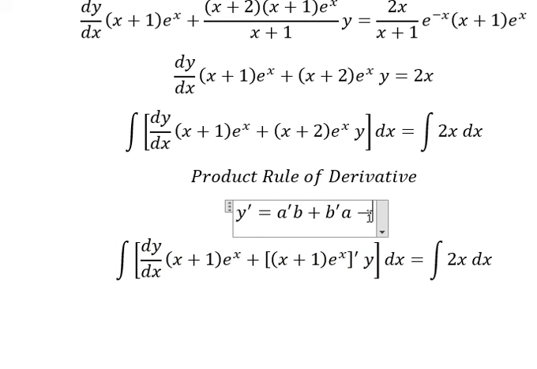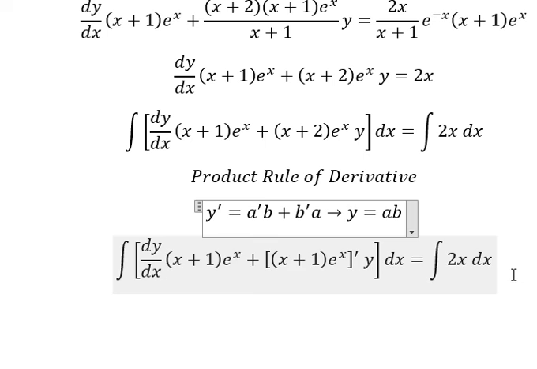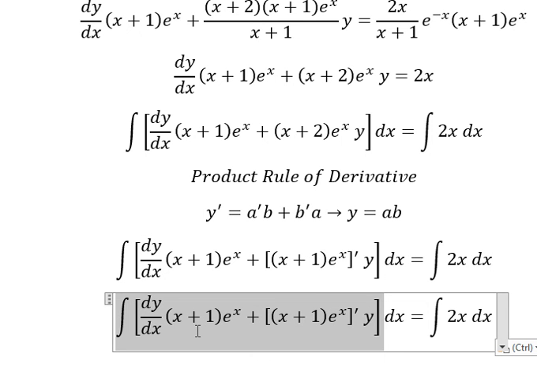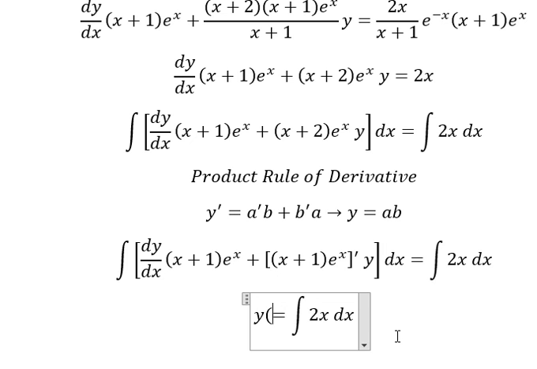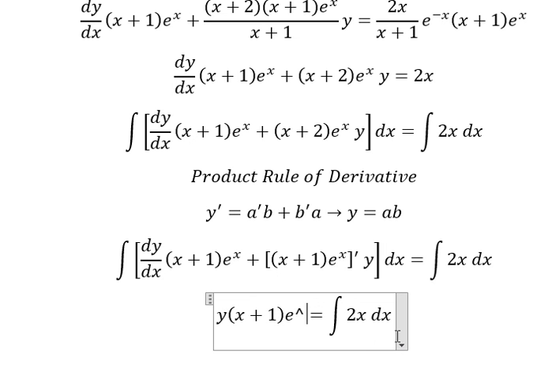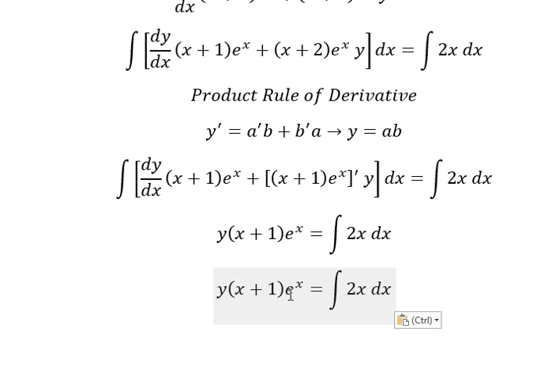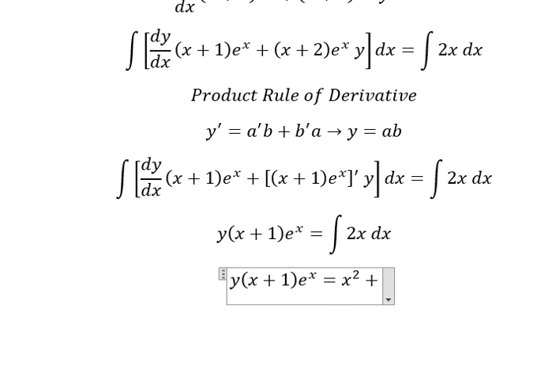So the integration of this one, we have y equals ab. So the integration of that one in here, we have y times s plus 1 times e to the power of s. The integration of 2s, we have s squared, and I will put plus c.